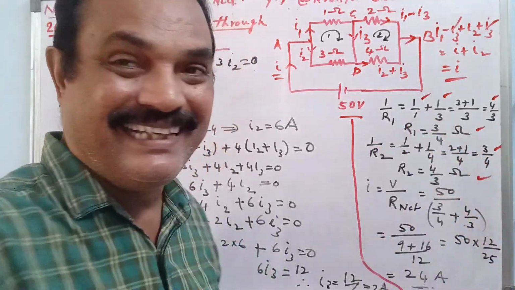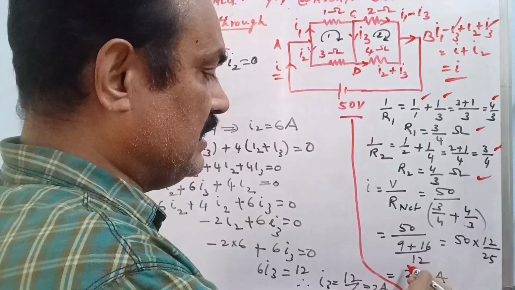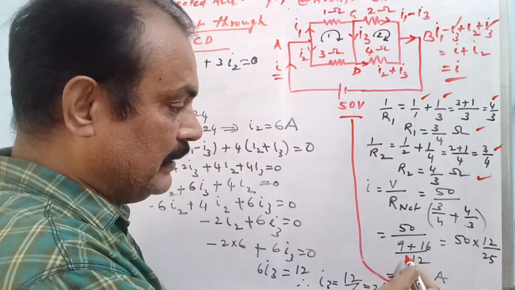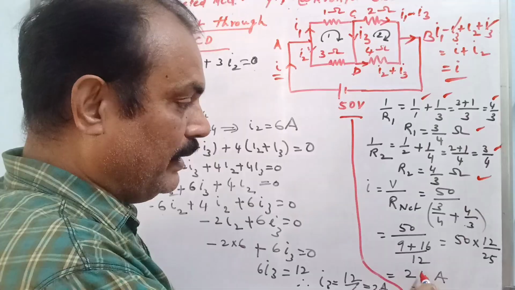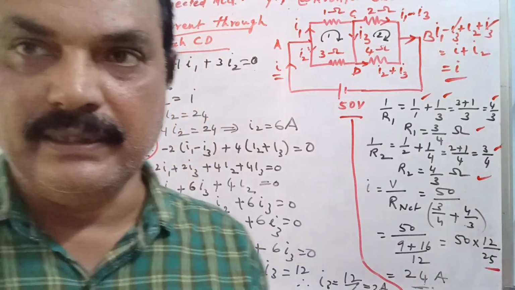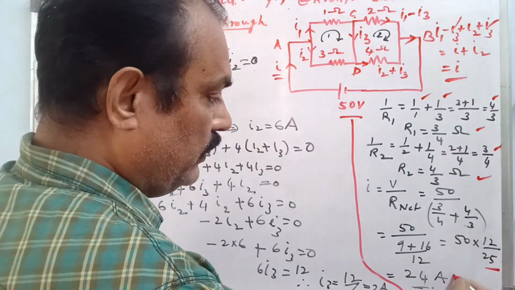Both you add in series. If it is series, just 3 by 4 plus 4 by 3. Take LCM, you will get 9 plus 16 by 12. So 50 into 12 by 25, reciprocal, you will get this. By solving this, you will get 24.